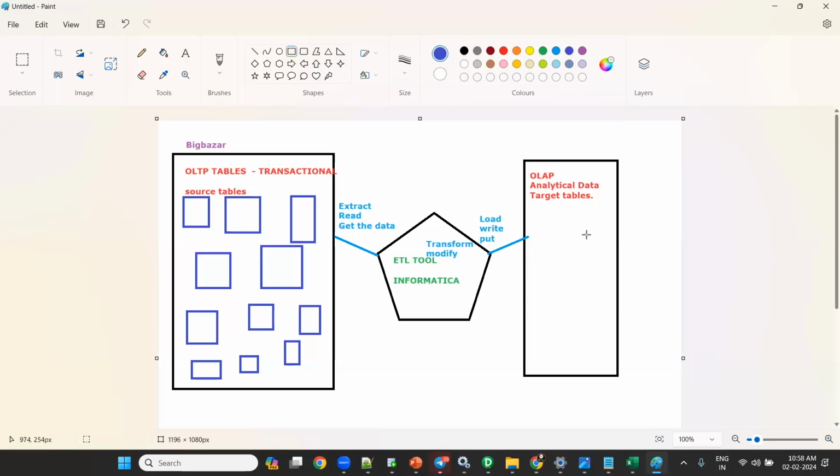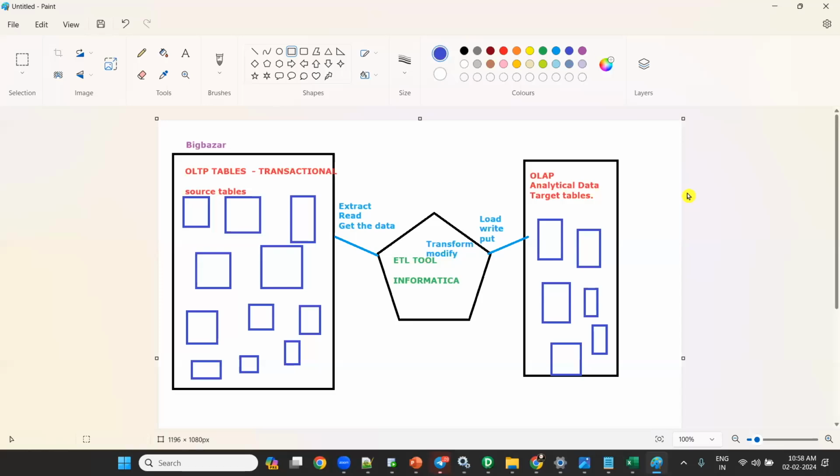Understanding, everyone? After analysis of the data, see, ultimately what my client wanted. My client is Big Bazaar, for example. What did my client want? My client wanted the business reports. So we are using the Informatica ETL tool. E means extract, T means transform, L means load. Extract the data from OLTP, transform it and load it to OLAP.